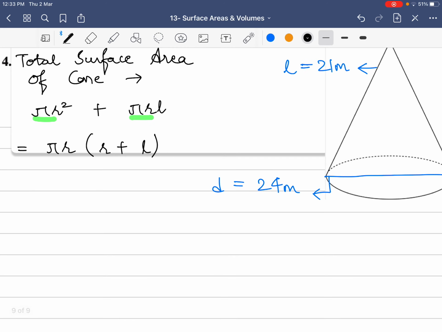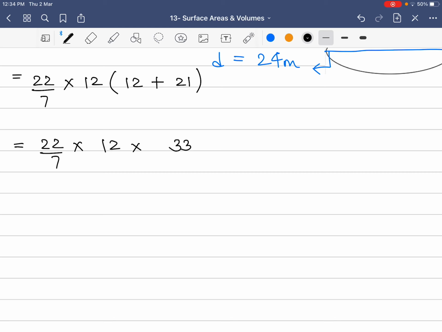So that is going to be equal to pi, I am going to take 22 by 7, into what will be radius? The radius will be half of the diameter, which will be 12. So I'm going to write 12 into 12 plus what is L, that is 21. So let's come down now and focus on this. This is going to be 22 by 7 into 12 into 12 plus 21, that is 33. So 22 by 7 into 12 into 33.